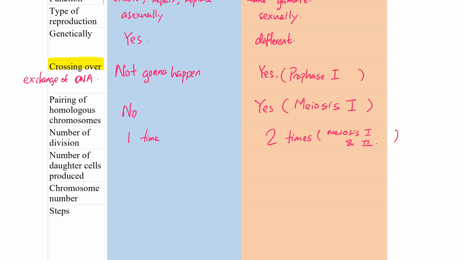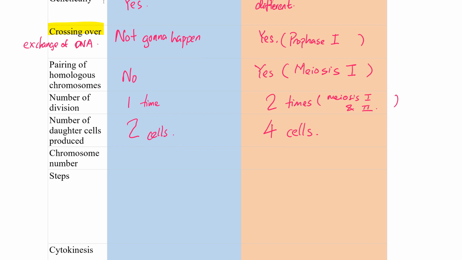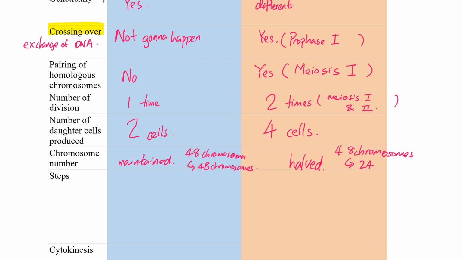At the end of mitosis, you will end up having 2 daughter cells. But in meiosis, I will end up having 4 cells. Chromosome number will be maintained in mitosis. If I started with 48 chromosomes, after mitosis, I will end up having 48 chromosomes. But for meiosis, it will get halved. If I started with 48 chromosomes, I will end up with 24 chromosomes.